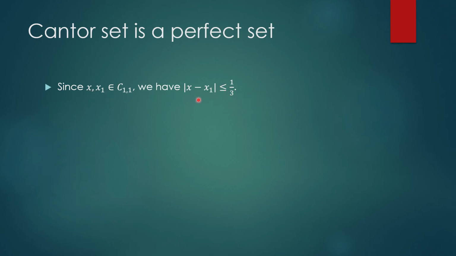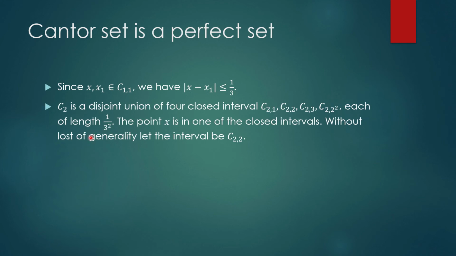So this is true. Next, X is a member of C2 also, and C2 is a disjoint union of 4 closed intervals, each of length 1 upon 3 square, as we have already shown. The point X is in one of the closed intervals, so X is either here, here, here, or here. Without loss of generality, we can assume that X is here in C2.